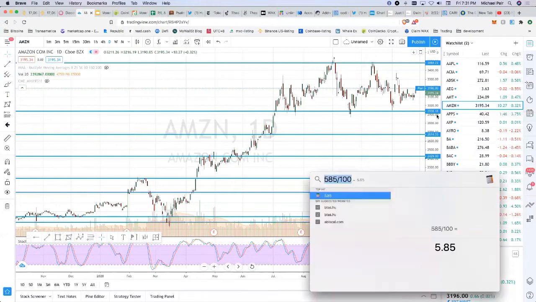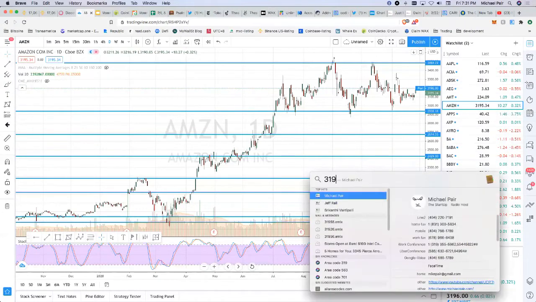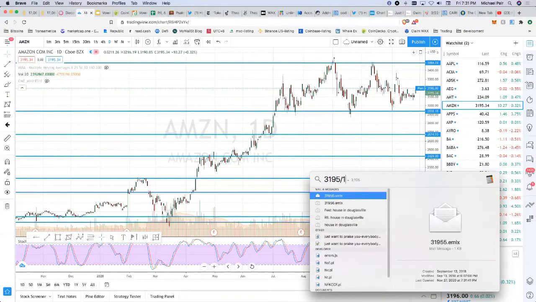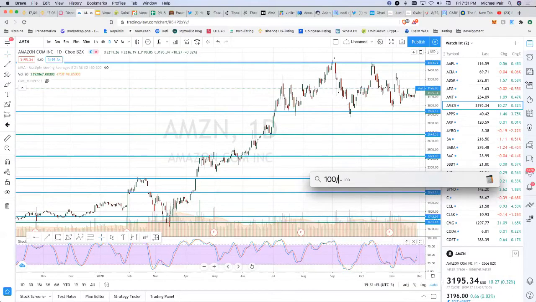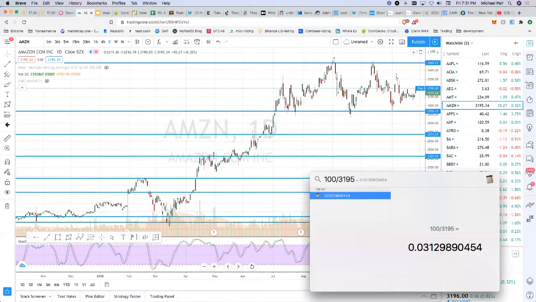So if you say 3,195, I'm sorry, 100 divided by 31.95, right? So you have 0.03 shares of Amazon, and that's cool. Because again, if it goes up 50%, your $100 will become $200, right?